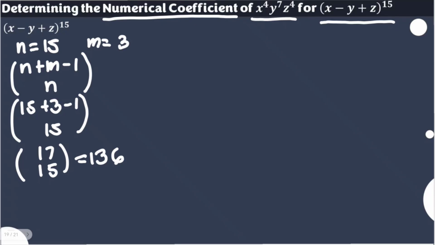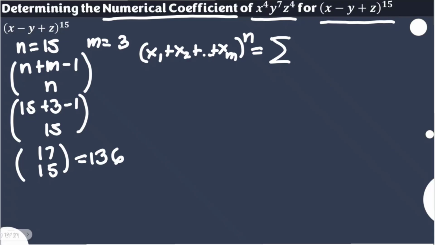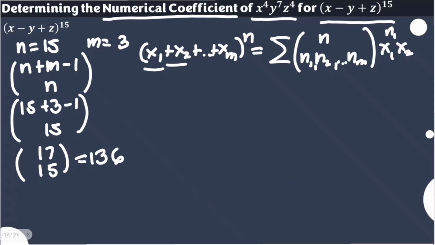Just for the purpose of discussion, for the expansion of a multinomial raised to the power of n, this is equivalent to summation of the combination of n by n sub 1, n sub 2, and then n sub m, and then you have your x sub 1, the first term, to the power of n sub 1, second term, to the power of n sub 2, until your x sub m, to the power of n sub m. This will be the expansion that will yield us 136 terms.